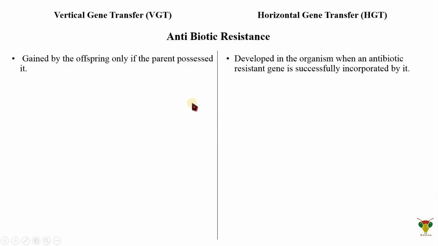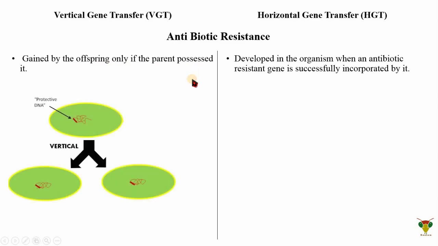How is antibiotic resistance activity done by both of these processes? In vertical gene transfer, it is gained by the offspring only if the parent possessed it, because if parents have an antibiotic resistant gene, then it will be transferred to the next generation. If parents don't have this protective or resistant gene, then it will not be transferred to the next generation. That's why it is necessary for the parents to have the resistant gene.